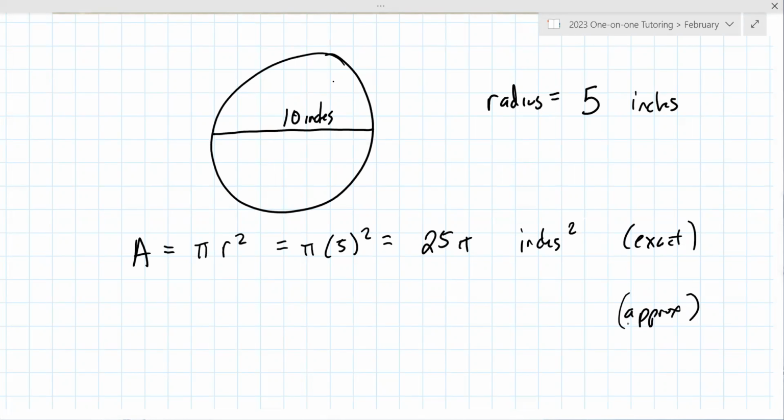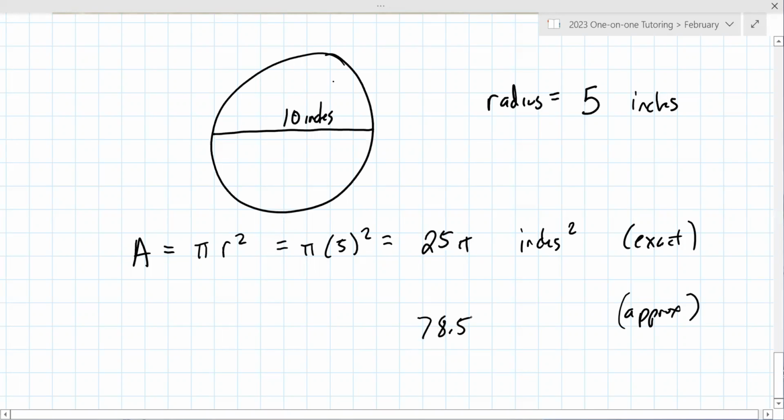The approximation is 25 times pi. I know what that answer is. 78.5. What are the units? 78.5 inches squared. Very good.